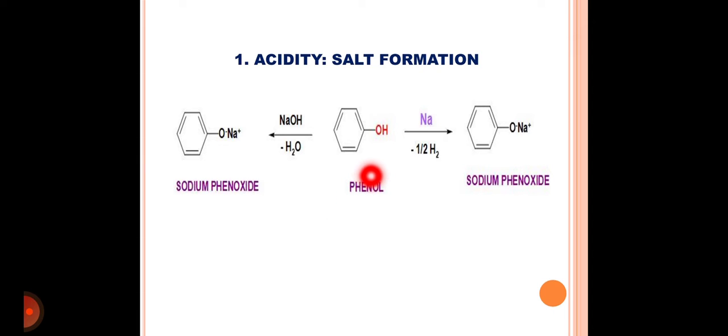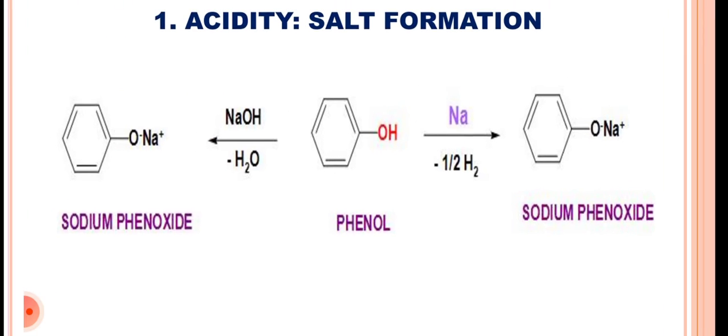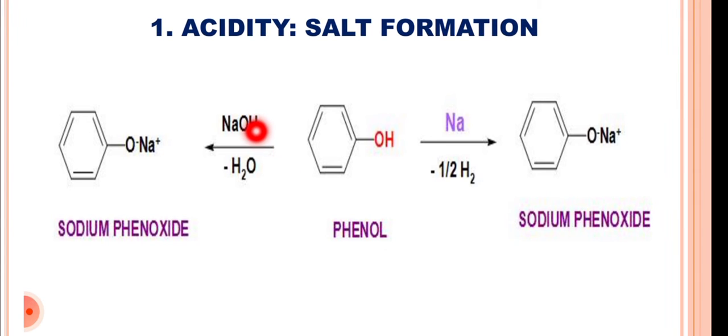Likewise, phenol reacts with a base like sodium hydroxide, whereby it loses a water molecule and gives formation of sodium phenoxide. Though phenol reacts with base and forms water and salt, phenol is said to be acidic in nature.